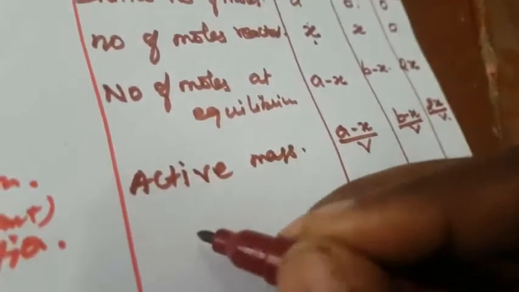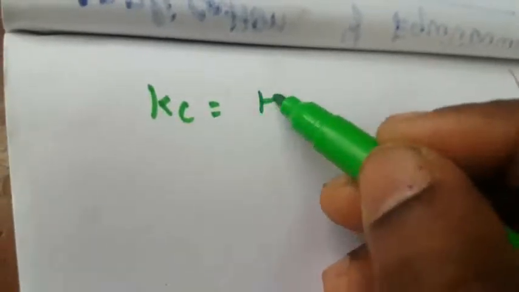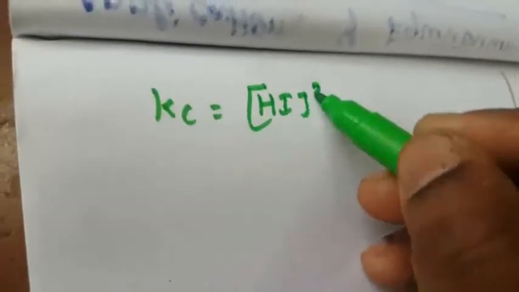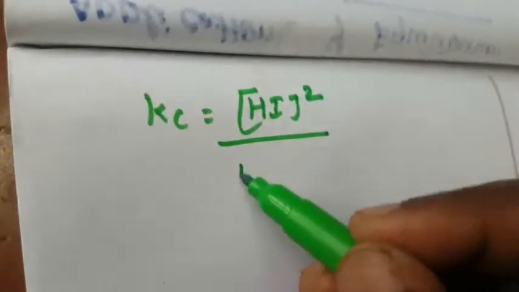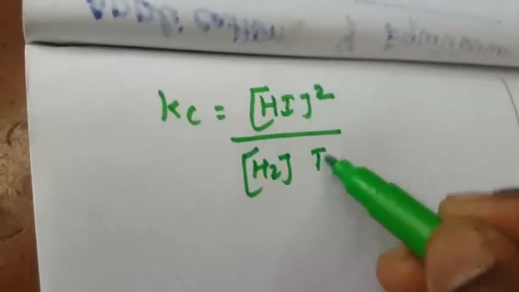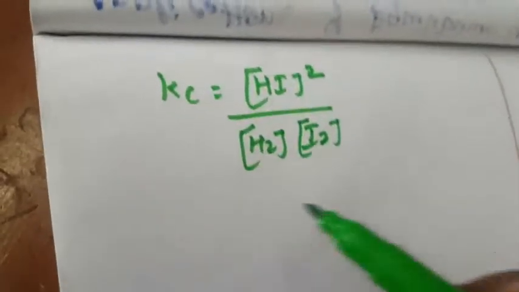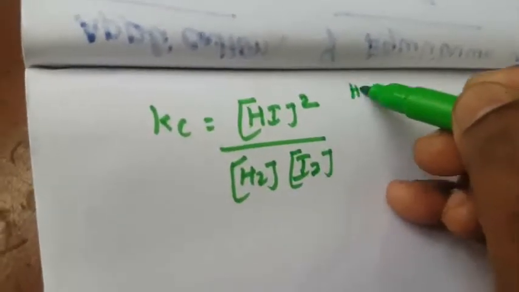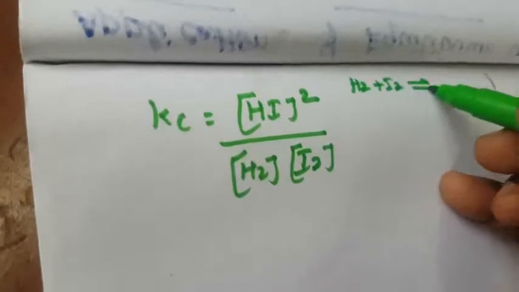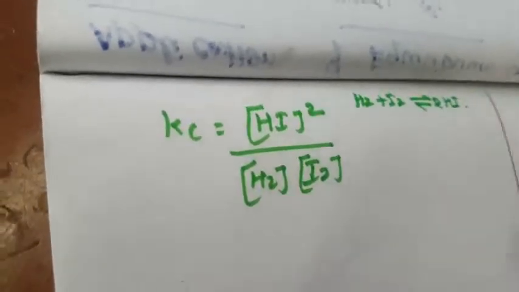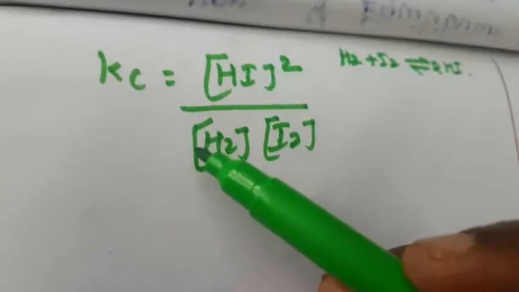Now we are applying the law of mass action. What is Kc? How to write Kc? Kc is equal to the product concentration over the reactant concentration. So that is hydrogen iodide, the whole square, divided by hydrogen and iodine. I am writing this from the equation: hydrogen plus iodine giving 2 hydrogen iodide. From this equation we can write the Kc value.